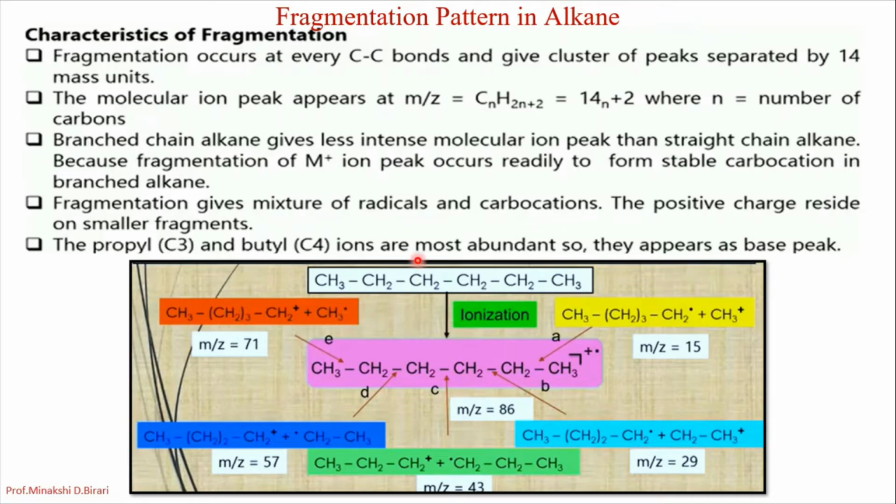So in hexane, that is the alkane, fragmentation occurs. Each and every carbon-carbon single bond is going to cleave, so that 5 bonds are cleaved in 5 different ways and give a number of fragments. So the fragmentation occurs and peaks are observed at m/z 15, m/z 29, m/z 43, m/z 57 and m/z 71. All these peaks are separated by 14 mass units.